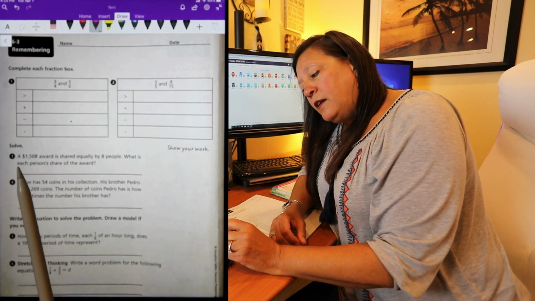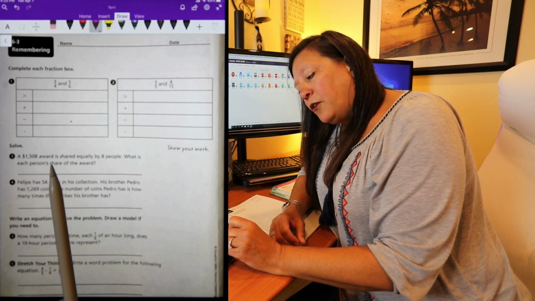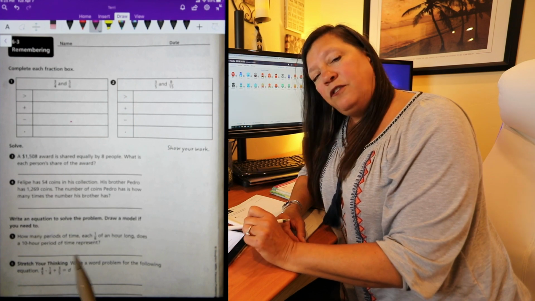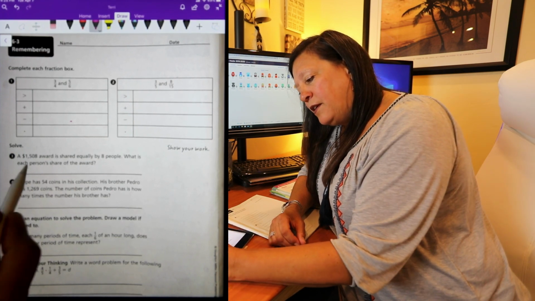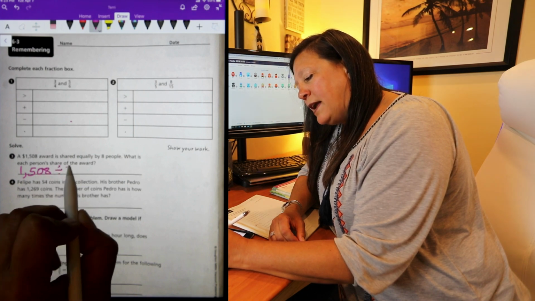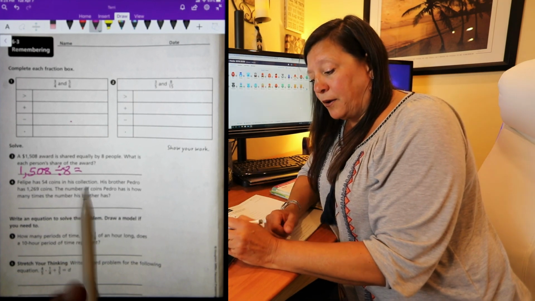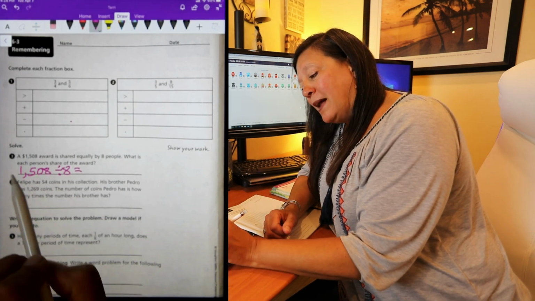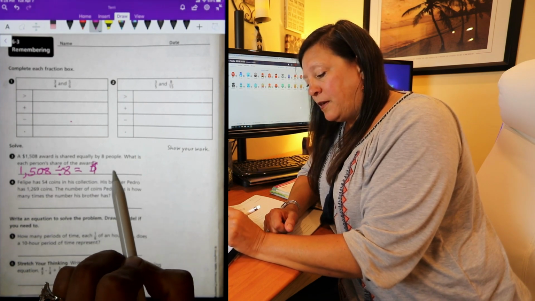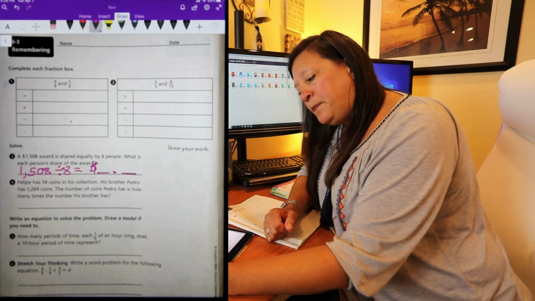Number 3 here, a $1,508 award is shared equally by 8 people. What is each person's share of the award? So you're going to take your 1,508 divided by 8 people. Now, if you don't get an even number, remember this is going to be money, right? So you're going to have to turn that into a decimal. Make sure you have an even number with your decimals, okay?